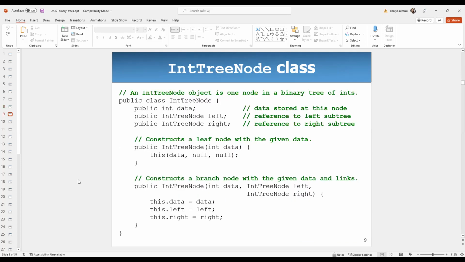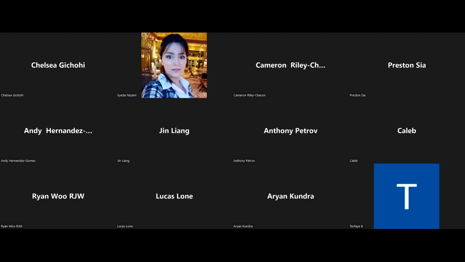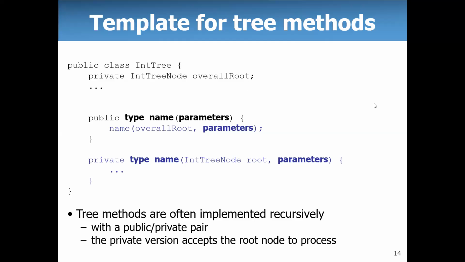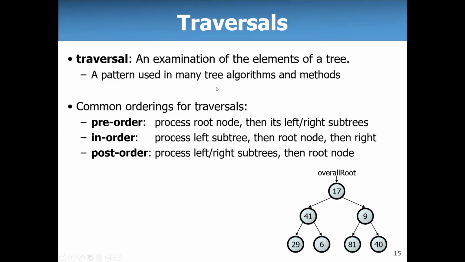Let's create our int tree node class just like we did for our linked int list, and we'll be creating our own int tree class and adding some of the methods. Let's stop the share. Okay, so template for tree methods, these are the template. We will come back to this after the traversal part.